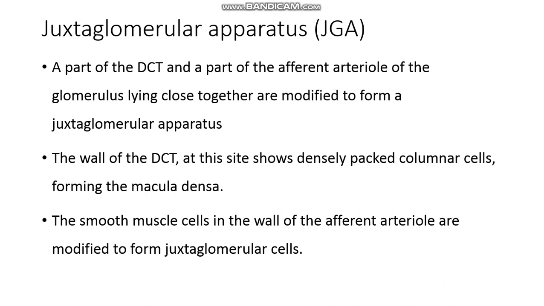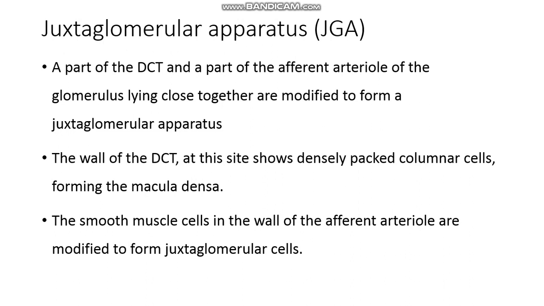The wall of the DCT at the site shows densely packed columnar cells forming the macula densa. So at this JGA, the DCT walls form densely packed columnar cells. That portion in which the columnar cells get densely packed is known as the macula densa.